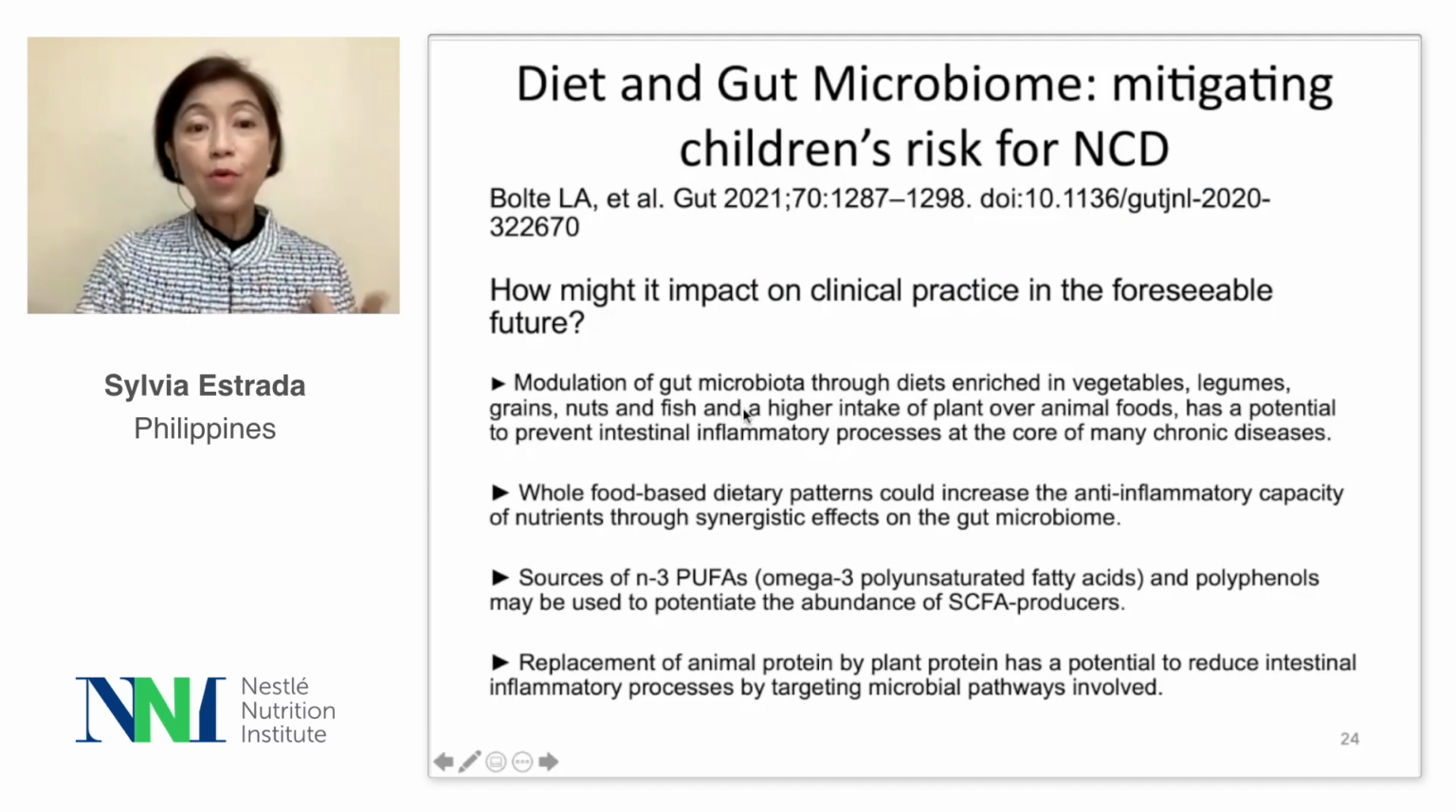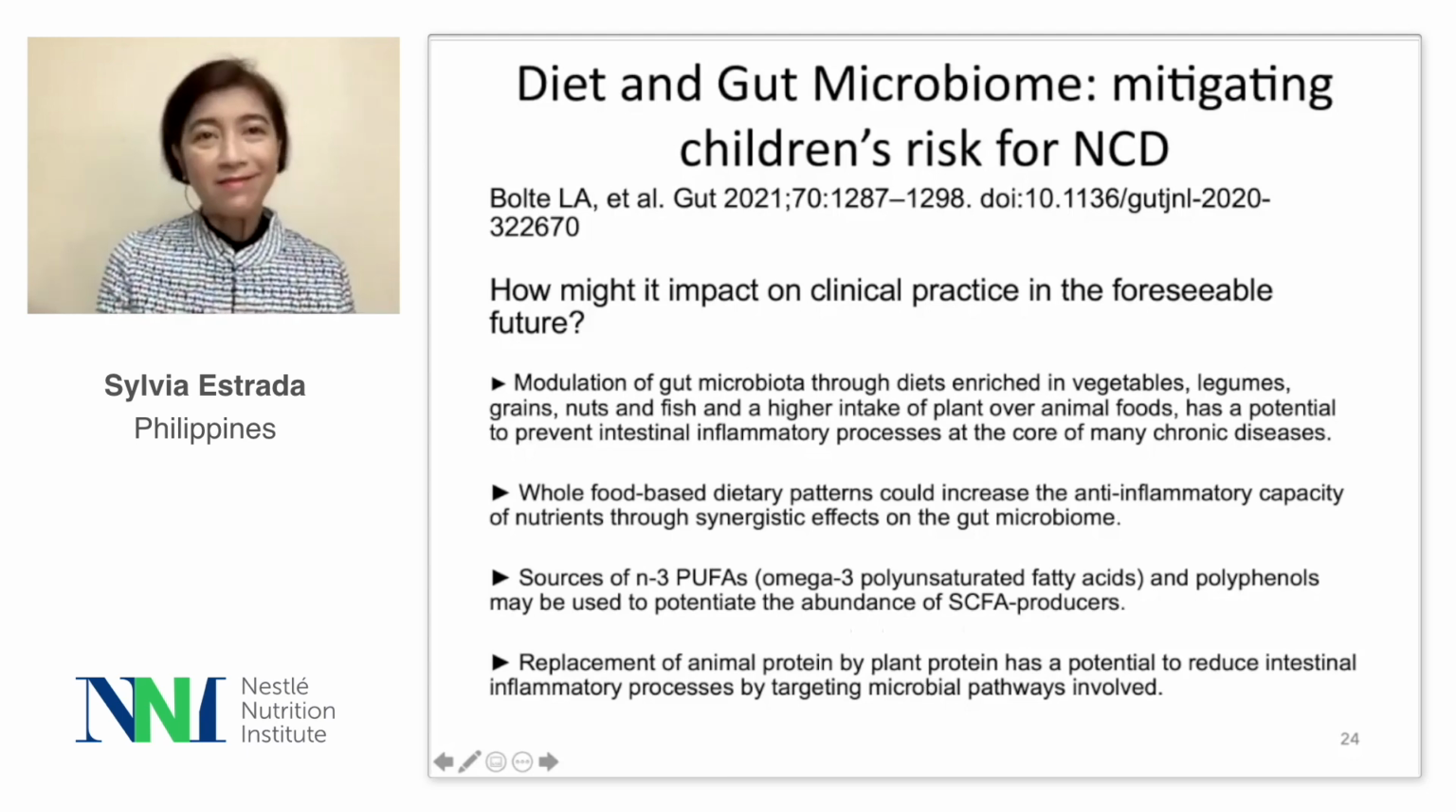We can think about modulation of our gut microbiota through diets that are high in fiber, like vegetables and legumes, and hopefully prevent the inflammatory processes at the core of many chronic diseases. Second, you can encourage whole food-based dietary patterns, which would increase the anti-inflammatory capacity of your nutrients by a synergistic effect with your gut microbiome. Third, you can provide a source of polyunsaturated fatty acids so that you can increase the abundance of short-chain fatty acid producers. And finally, it would be good to consider a plant-based diet, maybe with a small amount of animal food, maybe 80% and 20%. Something to consider, because then it will decrease your intestinal inflammatory processes by targeting the microbial pathways involved.